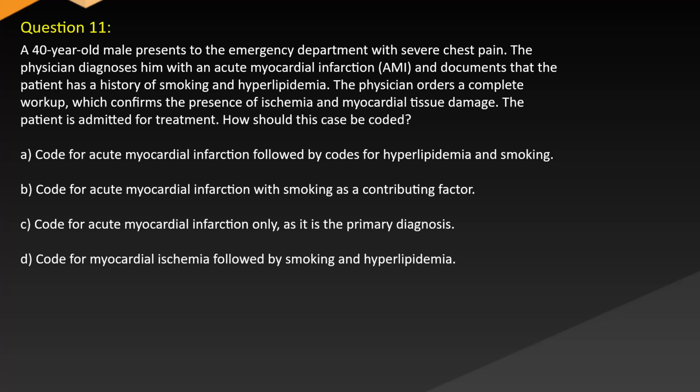A. Code for acute myocardial infarction followed by codes for hyperlipidemia and smoking. B. Code for acute myocardial infarction with smoking as a contributing factor. C. Code for acute myocardial infarction only as it is the primary diagnosis. D. Code for myocardial ischemia followed by smoking and hyperlipidemia.